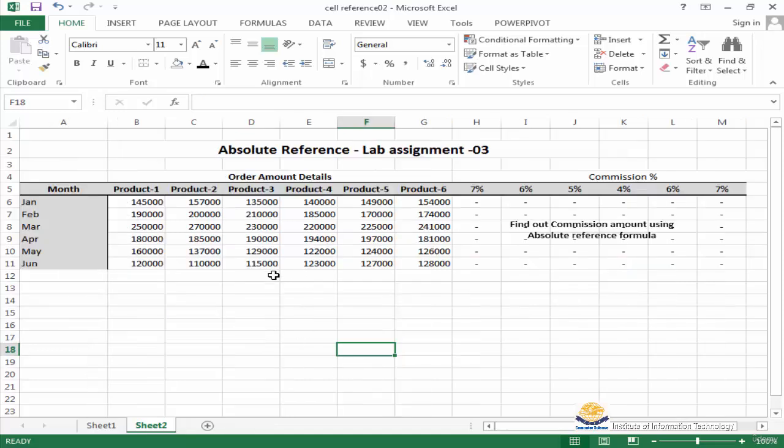A sample data of sales orders. Their order details in different months and their commission percentage. From these details, calculate the commission amount. The commission percentage is different.